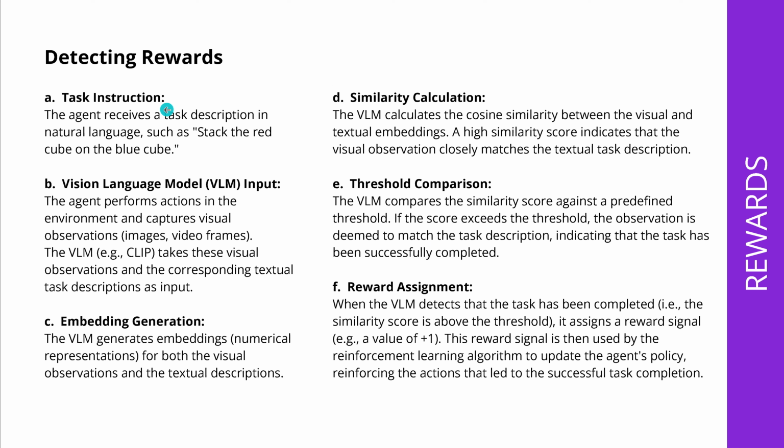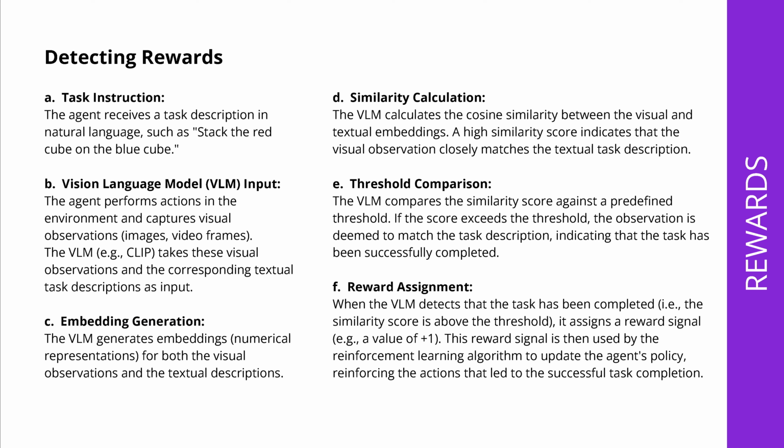So, detecting rewards, task instruction. The agent receives my task description in natural language, and I say, hey, little buddy, stack the red cube on the blue cube or the orange cube. My goodness, this will cause chaos. And now the vision language model input is that the agent performs actions in the environment and captures visual observations, images, video frames, whatever. And then we have simply CLIP. CLIP takes this visual observation and my corresponding textual task as an input. And then the vision language model generates embeddings that you know.